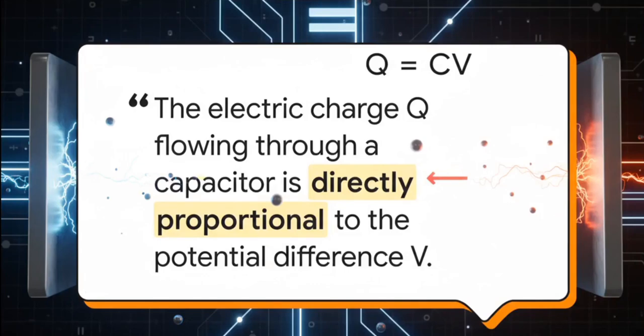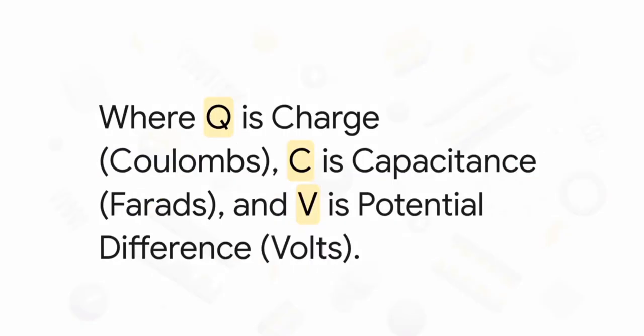It basically says the more voltage you push across a capacitor, the more charge it holds onto. It's a straight-up, direct relationship, and that leads us to the most important formula of all. And here it is, Q equals C times V. Seriously, this little formula is everything.